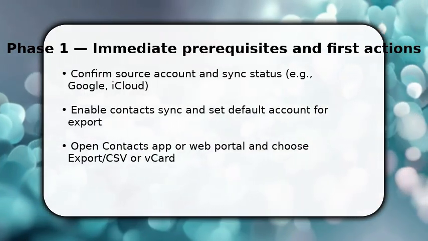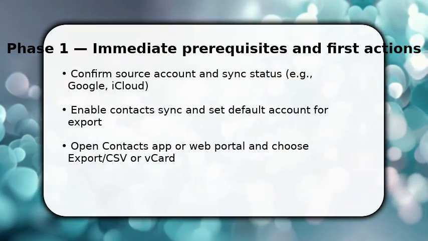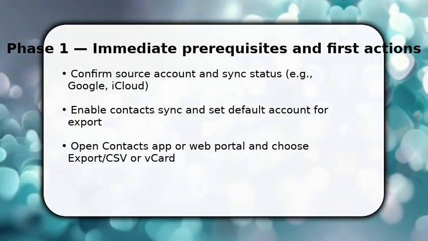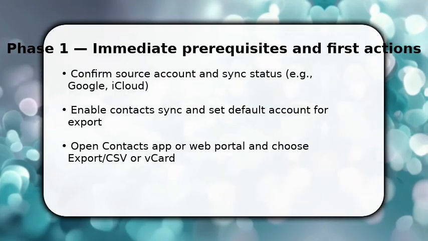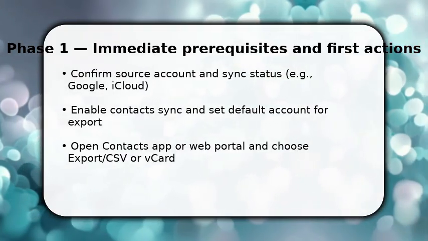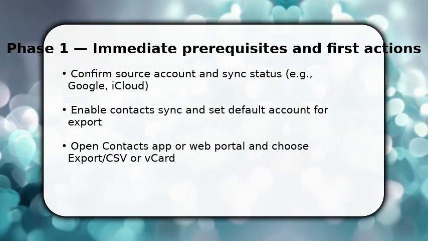Next, open the Contacts app or web portal and go straight to Export. Choose CSV for spreadsheets or vCard for cross-device import. You are taking the only way. Export the authoritative file. This creates a portable copy you control.